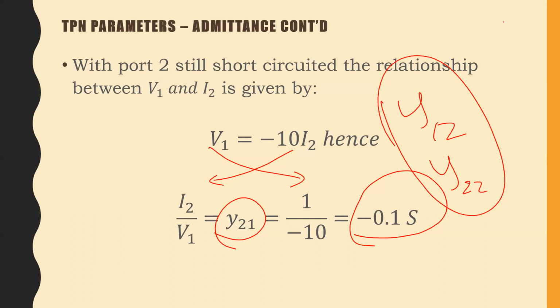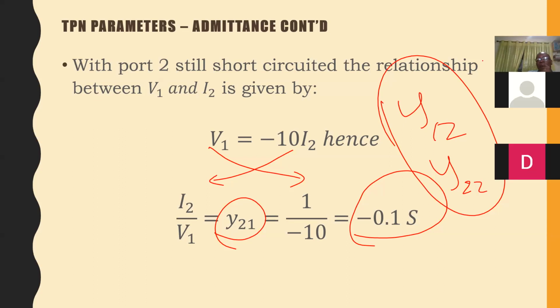Ms. Richards, you have an answer for me? Dana Richards? Hello? Y22. So I was going to do I2 over V2. Okay, what did you get? I didn't finish. I was just looking at it. You were looking at it? Okay.